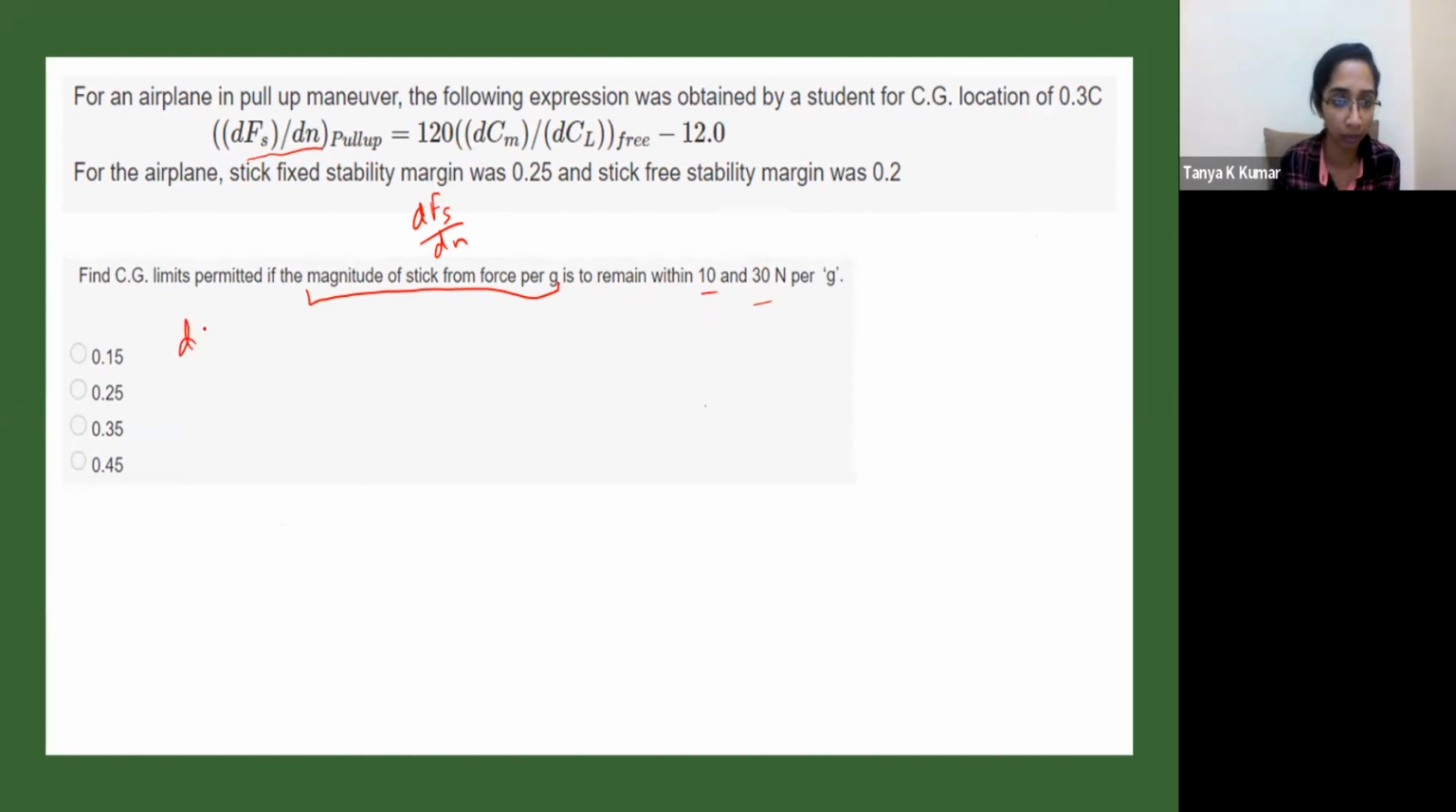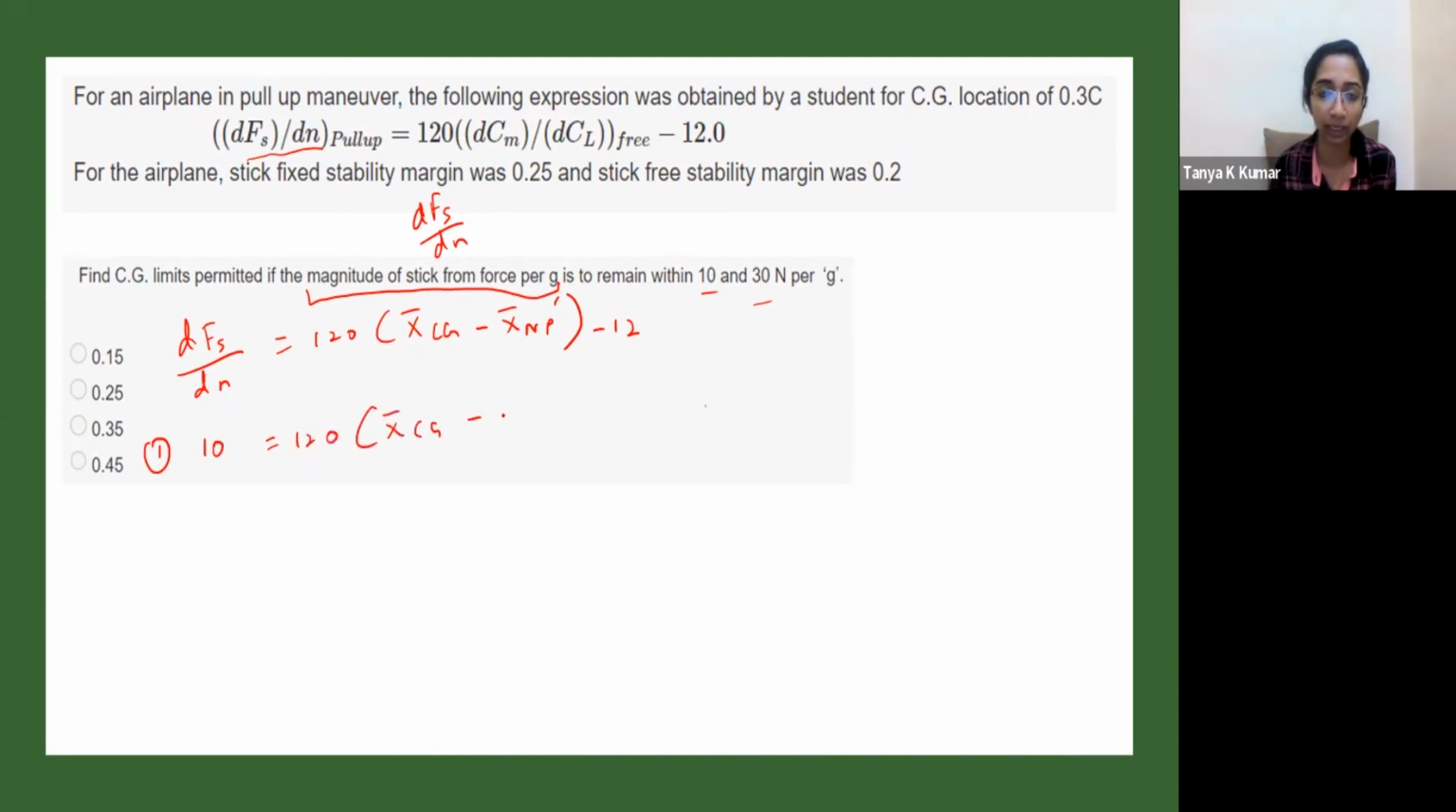So what was our equation? dfs by dn is equal to 120 into x bar cg minus x bar np prime, minus 12. So for the first case we take 10. 10 equal to 120 into x bar cg minus x bar np prime. The stick free neutral point was 0.5, minus 12. In this case, what is your x bar CG? Just calculate this value.